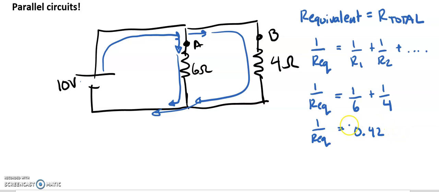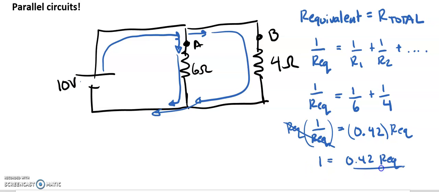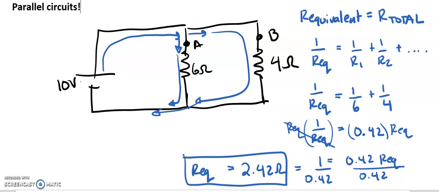So now to solve, I can multiply both sides by R equivalent. R equivalent cancels out over here. So now we have 1 equals 0.42 R equivalent. Now I can go ahead and just divide, 1 divided by 0.42. So I am getting 2.42 ohms for the total resistance. So that right there is going to be the equivalent resistance for this circuit. Cool. Questions on that? Great. So go ahead, write that down, make sure you have it there, and then we're going to go ahead and talk about the next thing.